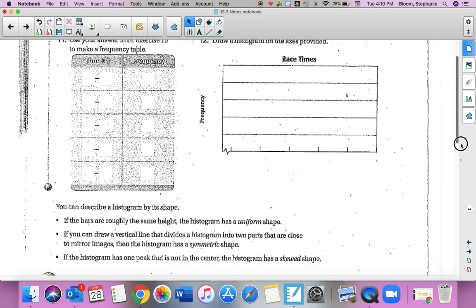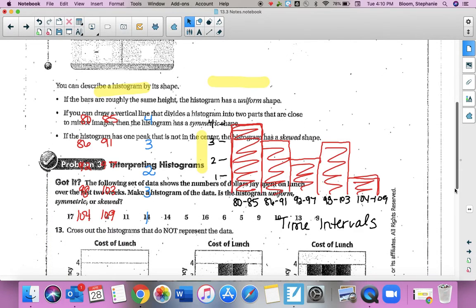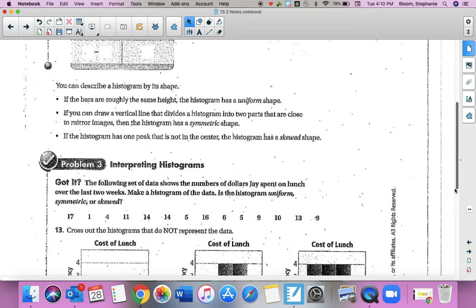Now, histograms can be described by their shape. And here are the options. You can have a uniform shape. If they're uniform, the bars are roughly the same height. So it might look like this. Pretty much all the same height, okay?